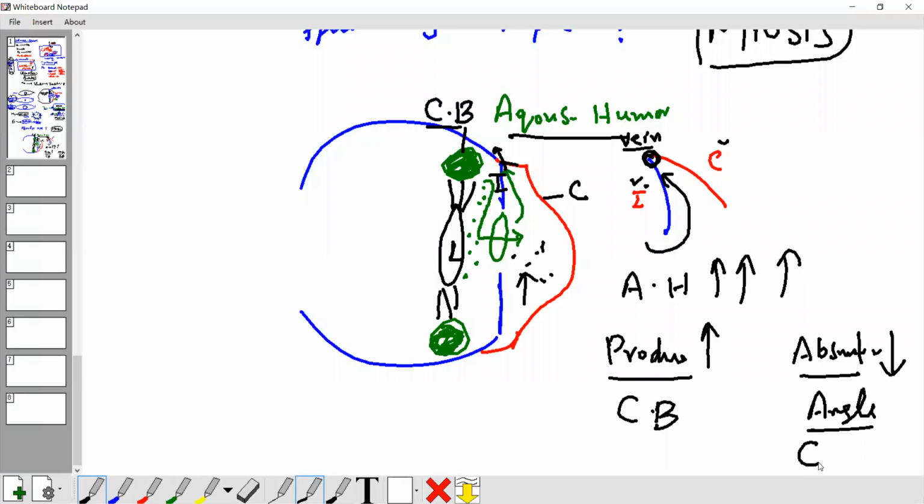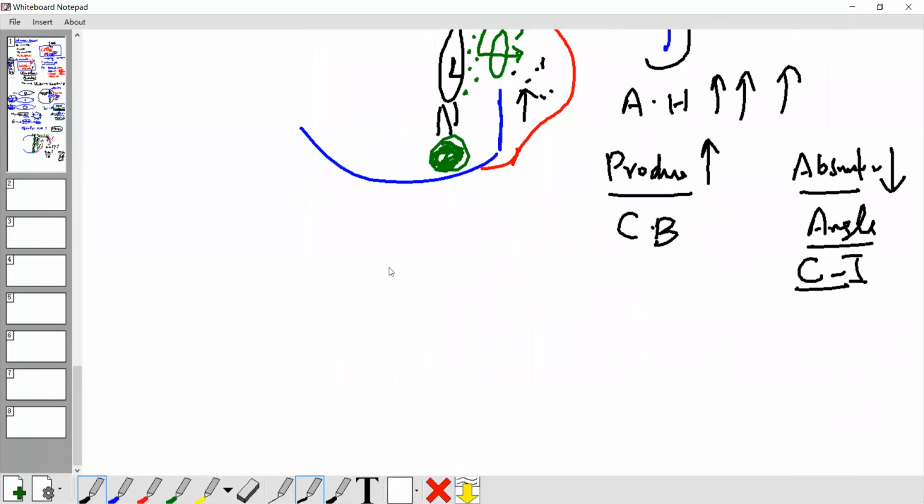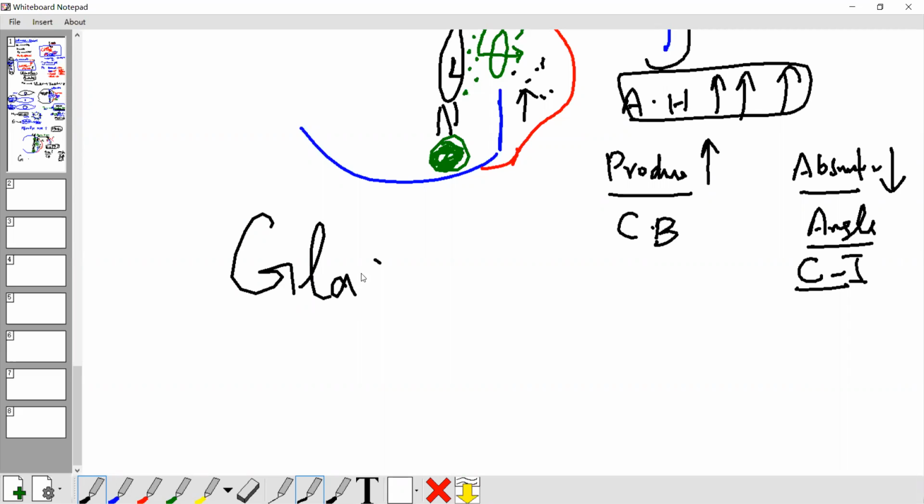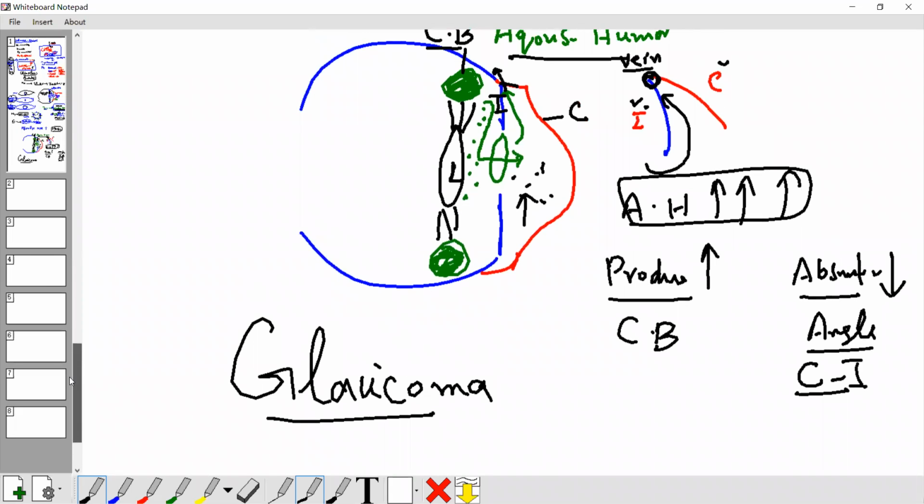Angle between cornea and iris. Clear? Please, sir. Okay, now try to understand this concept. If you increase the aqueous humor, this disease is known as glaucoma. Glaucoma is a very common cause of blindness.